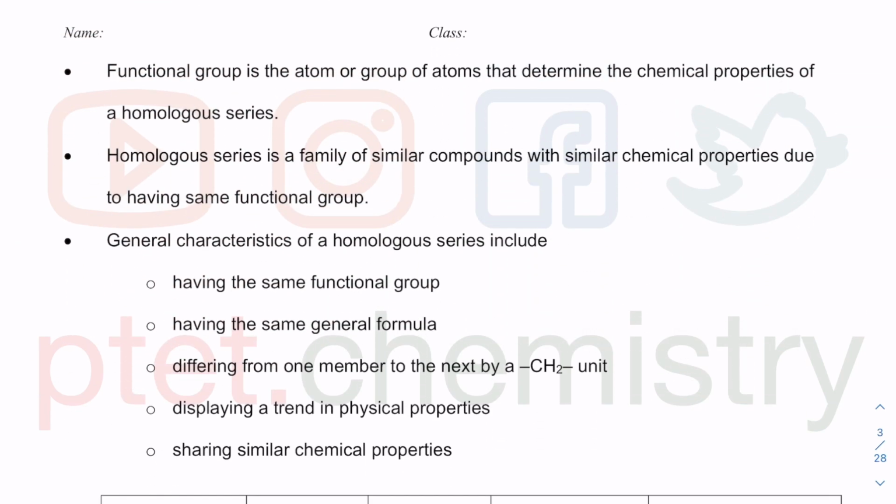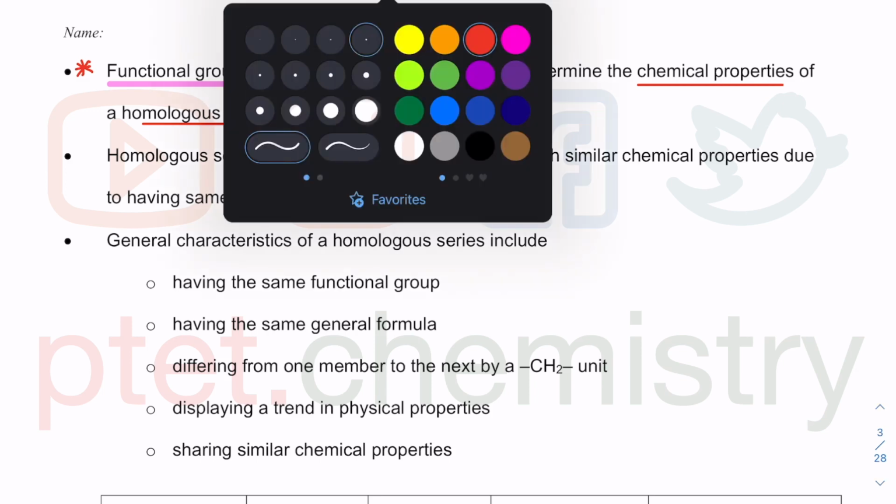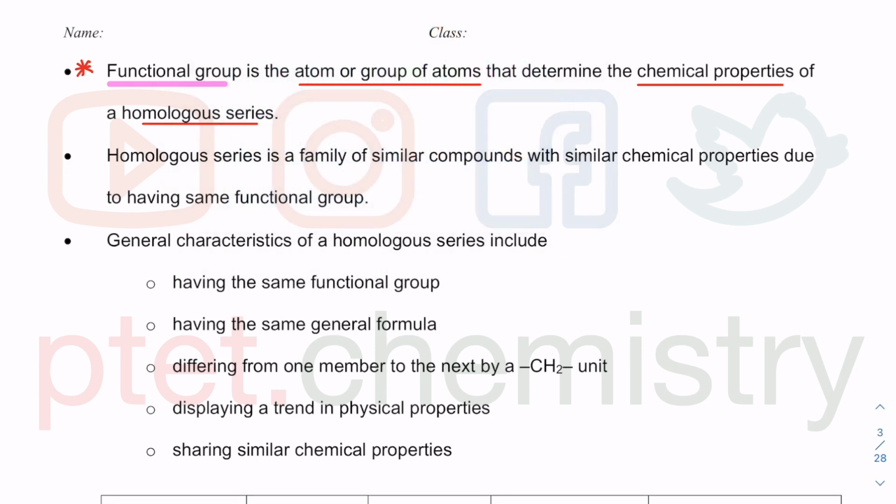So what is functional group? Functional group is just the atom or the group of atoms, and it determines the chemical properties of a homologous series. This is the first bit that you must come across. So functional group is this atom or group of atoms that govern the whole chemical properties. So all the alcohols will have the same properties, all the alkenes will have the same properties, all the alkanes will have similar properties. On the other hand, you have homologous series.